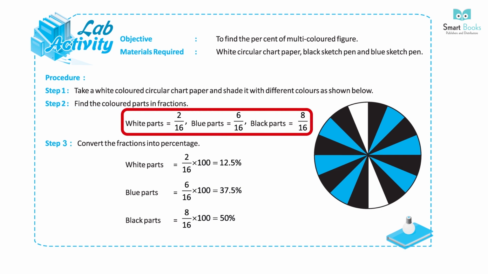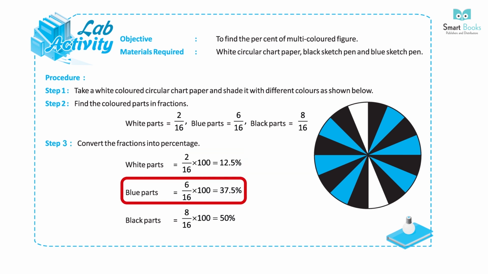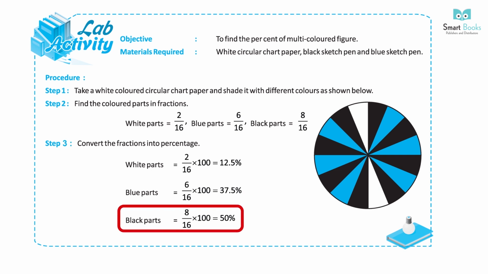White parts 2 upon 16, blue parts 6 upon 16, black parts 8 upon 16. Step 3. Convert the fraction into percentage. White parts is equal to 2 upon 16 into 100 is equal to 12.5%. Blue parts is equal to 6 upon 16 into 100 is equal to 37.5%. Black parts is equal to 8 upon 16 into 100 is equal to 50%.